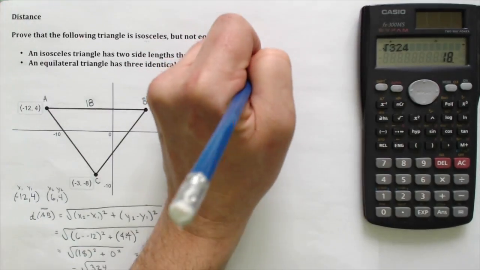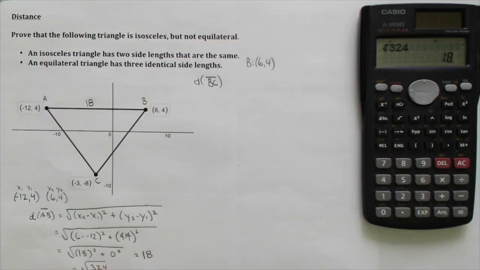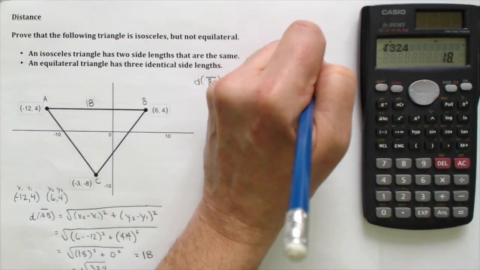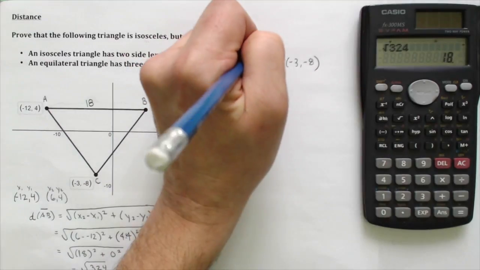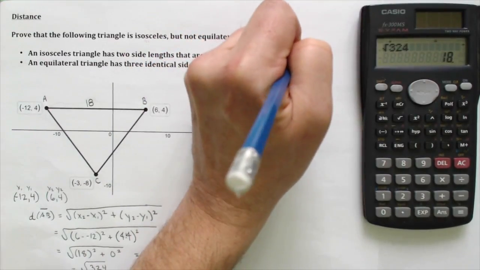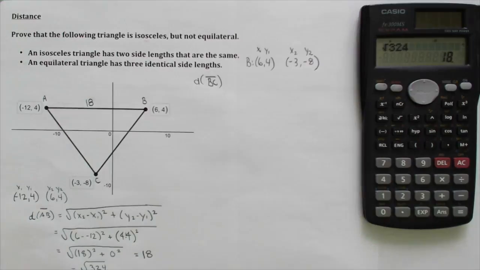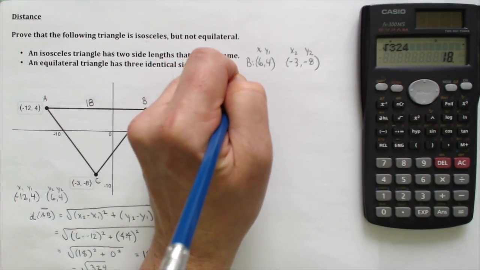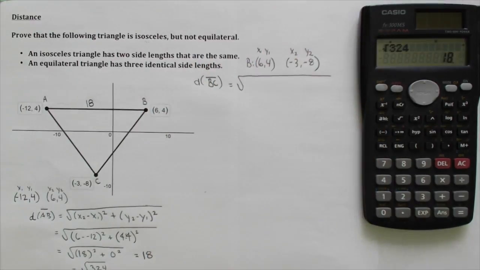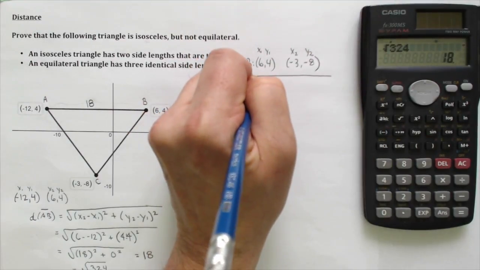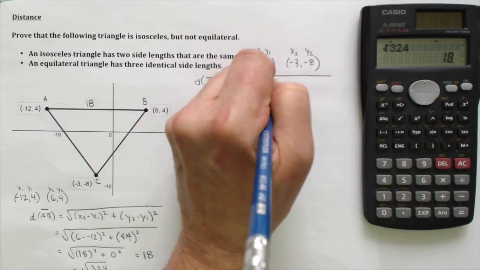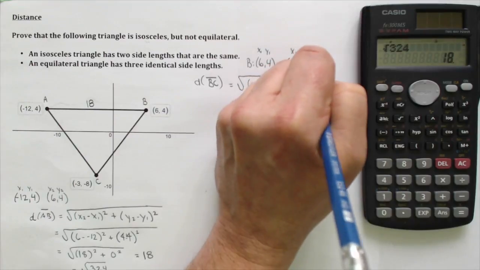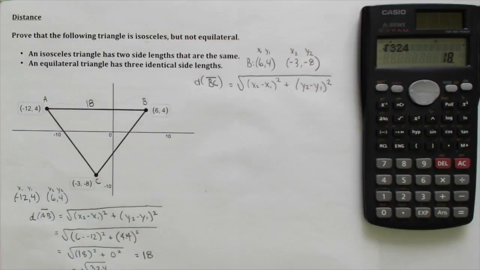B is 6, 4, and C is negative 3, negative 8. I'll call this x1, y1, and I'll call this x2, y2. And the formula for the distance we already know, but I'll write it down again: the square root of x2 minus x1 all squared plus y2 minus y1 all squared.